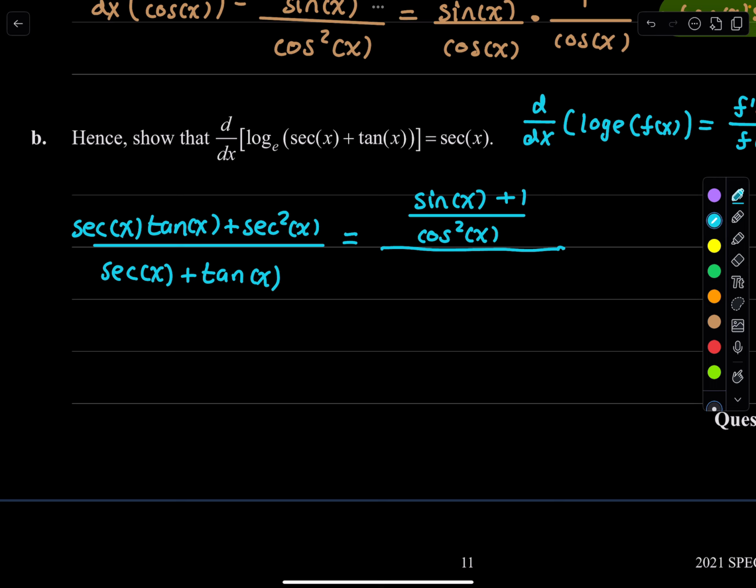Now we're also going to simplify the bottom two. Secant is just 1 over cos, and tan is sine x over cos x. Remember, the denominators are the same, so we can add the numerators. So it's going to be, again, sine x plus 1 over cos x.